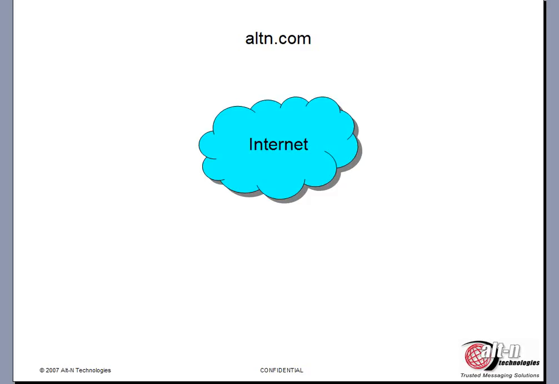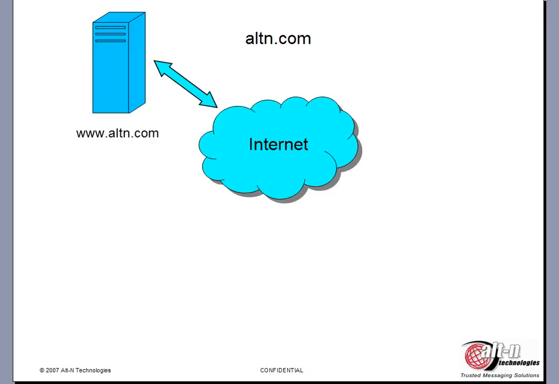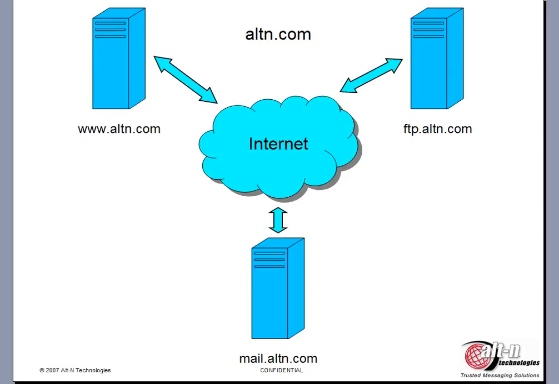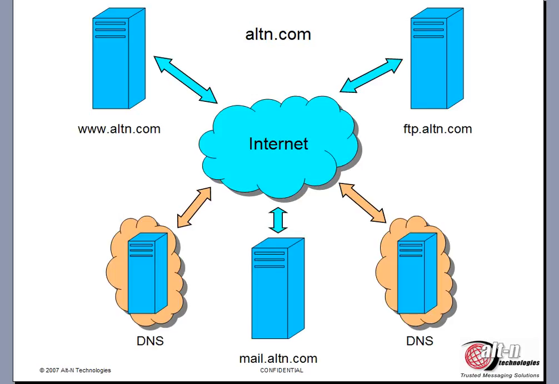In the Altn domain, the subdomain www.altn.com identifies Altn's web server. ftp.altn.com identifies Altn's FTP server. And mail.altn.com specifies Altn's mail server. DNS, or the Domain Name System, stores information about domain names, including IP addresses and subdomain names of specific machines. This information enables people to use computers to communicate on the Internet.